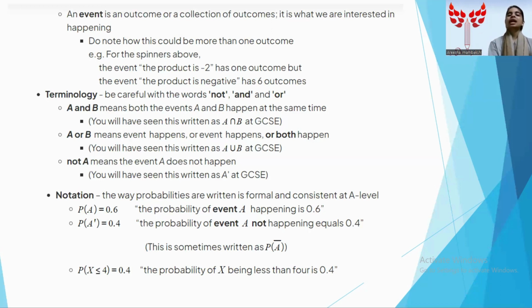But what I'm trying to explain to you is the meaning of not A. So the probability of not A is always 1 minus the probability of A. Because obviously, if the probability of event A happening is 0.6, the probability of event A not happening would be 0.4, because the total probability is 1. Now, the probability of x less than or equal to 4 is written here as 0.4. So the probability of x greater than 4 would be 0.6, right? Apologies. Okay, so these are the basics.